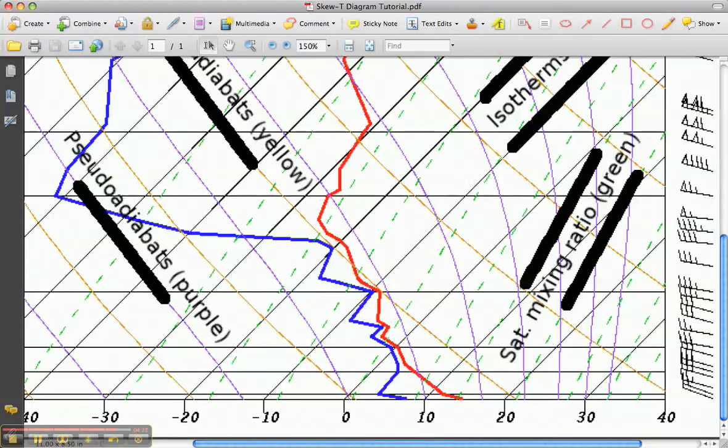So if we were to look at the surface here, it looks like the surface temperature is halfway between 10 and 20. So this would be about 15 or 14 degrees Celsius. Now keep in mind the temperature of the air parcel is different from the temperature of the environmental atmosphere. We'll pick up with this in part 3.